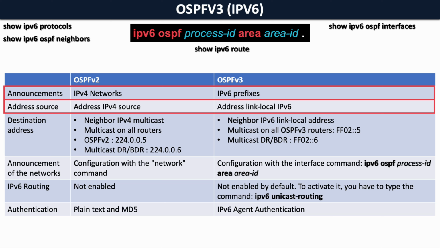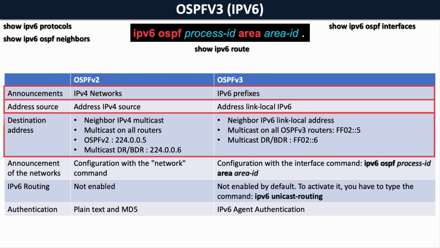For multicast addresses, v2 uses 224.0.0.5 and v3 uses FF02::5. On routers that are elected as DR or BDR, the multicast address in v2 is 224.0.0.6 and v3 uses FF02::6. OSPFv2 advertises networks after using the network command, while in OSPFv3, the command is ipv6 ospf.